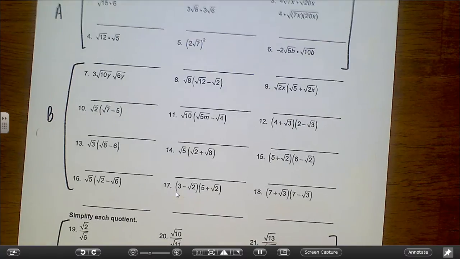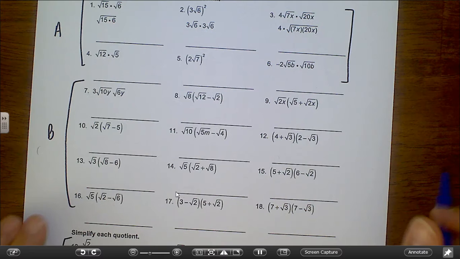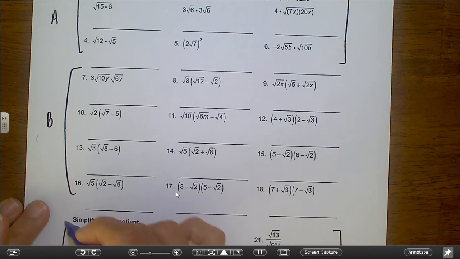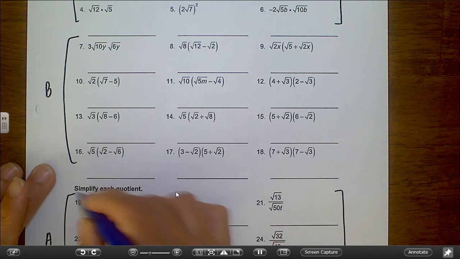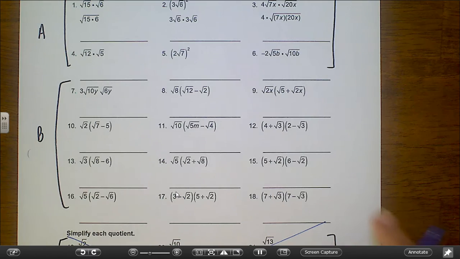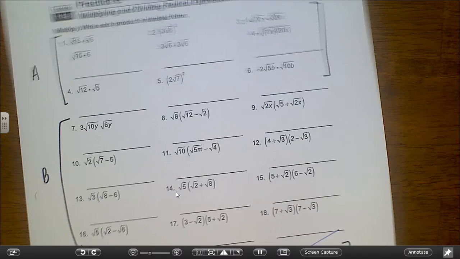All right, so if you take a look here, let's see, don't do any of this, 19 through 27. That's rationalizing denominators. We did not do that. Oh, you know what though? Forget this, because I forgot I did a different sheet for you.